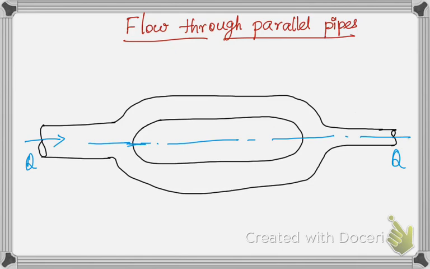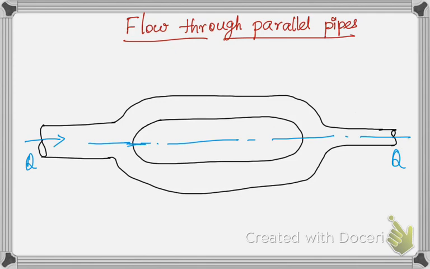Today we are going to see about flow through parallel pipes as well as one problem in that. So first, consider a main pipe, and it is getting divided into one or more branches. In the figure I have drawn here, it branches into two, and again joins together to form a single pipe. These parallel pipes or branch pipes are connected in parallel.